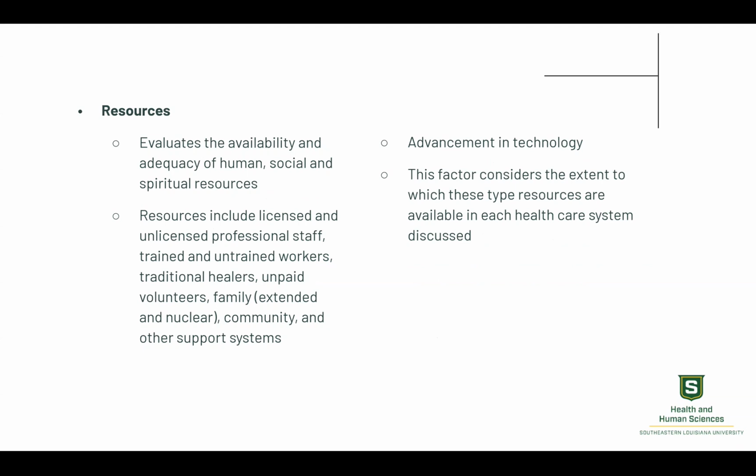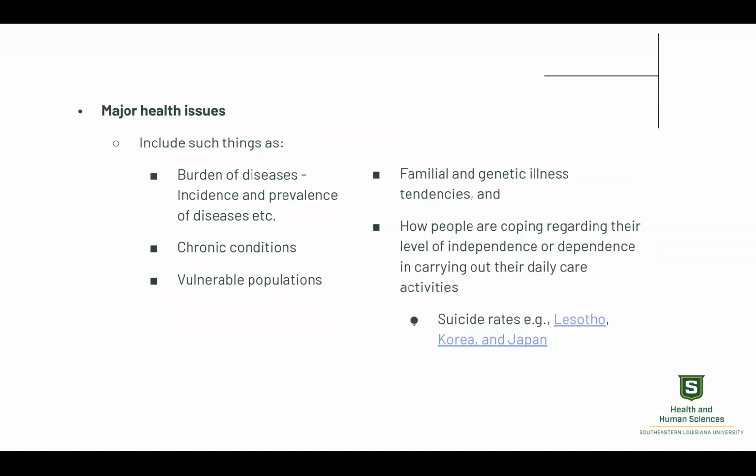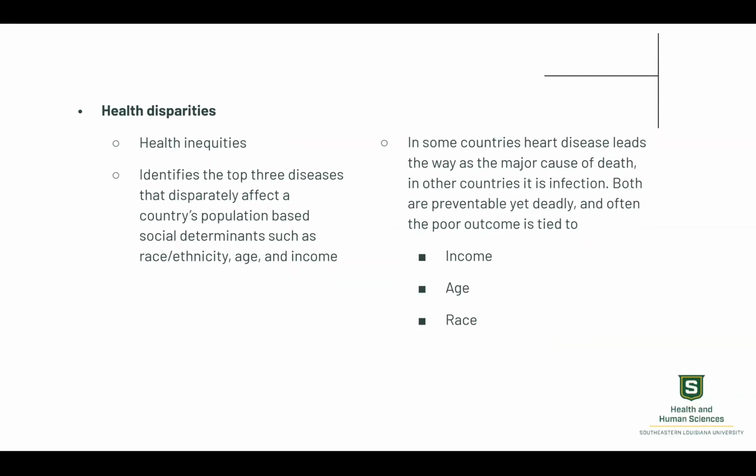It is also looking at advancements in technology. Then major health issues: we are looking at things like burden of diseases, incidence and prevalence of diseases, chronic conditions, the proportion of vulnerable populations, and how people are coping regarding their level of independence or dependence in carrying out their daily tasks. For example, there's a very high suicide rate in Lesotho, Korea, and Japan, which is going to have impacts on their health outcomes and their healthcare system.